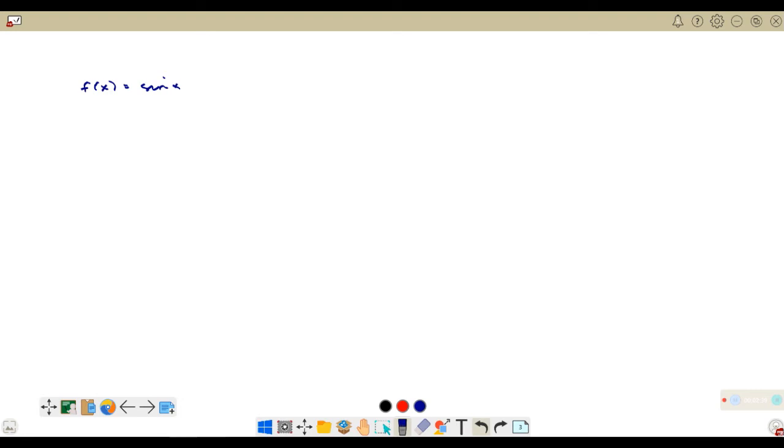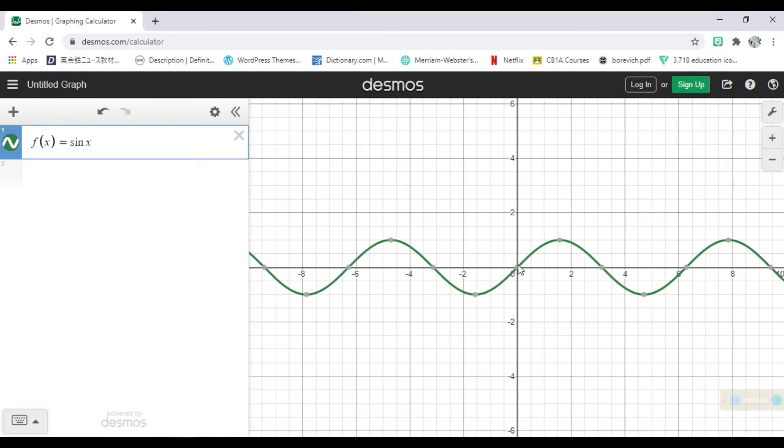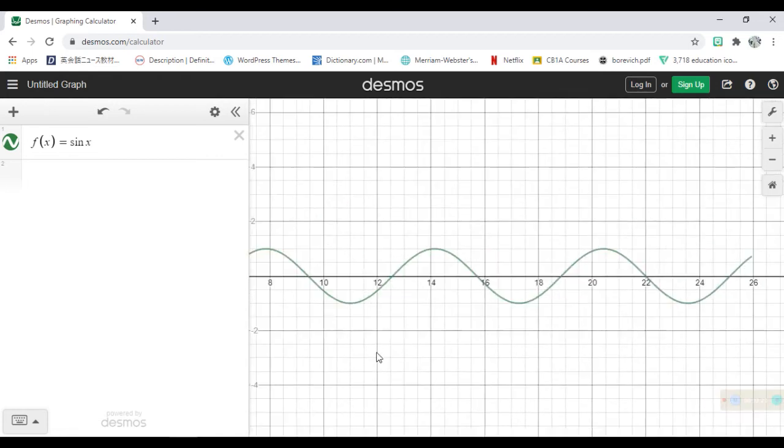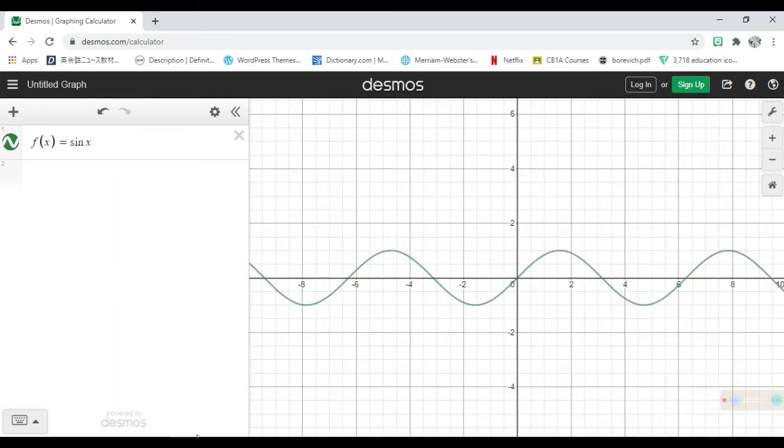So let's go back to our board. For the domain of our function sine x, it will be from negative infinity up to positive infinity. Going back to our graph, if you take notice, the value of x goes from negative infinity, such that x is a real number, to positive infinity. It will always have a value for the range. So all the values for x can be substituted.